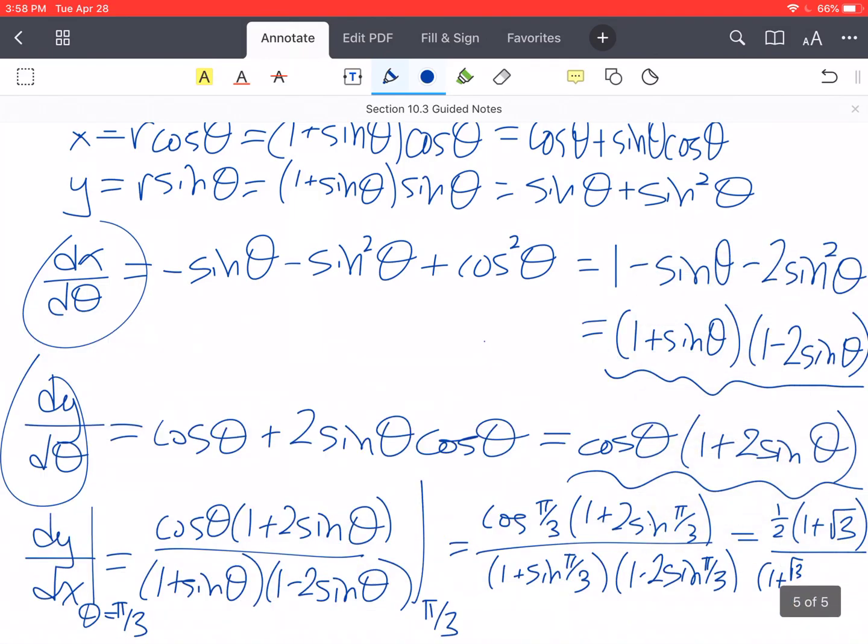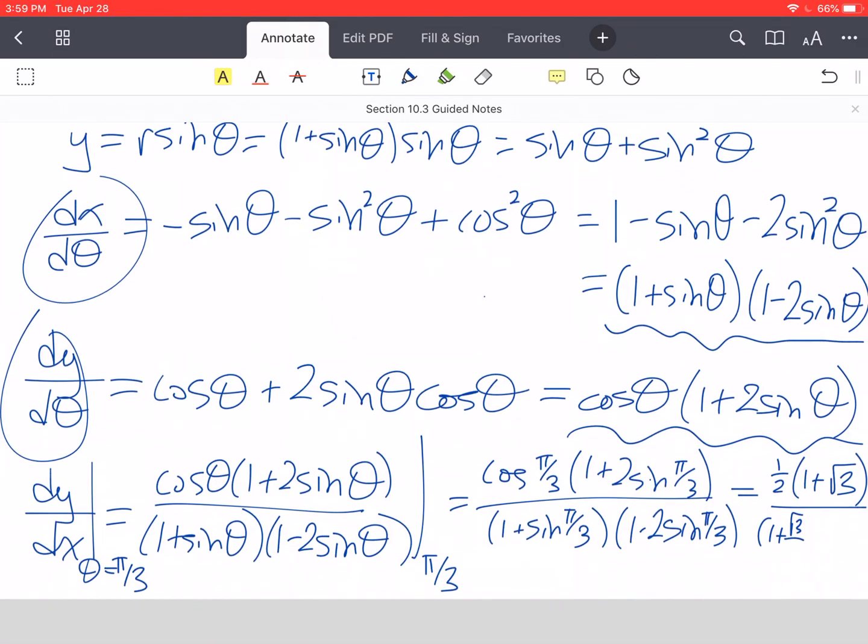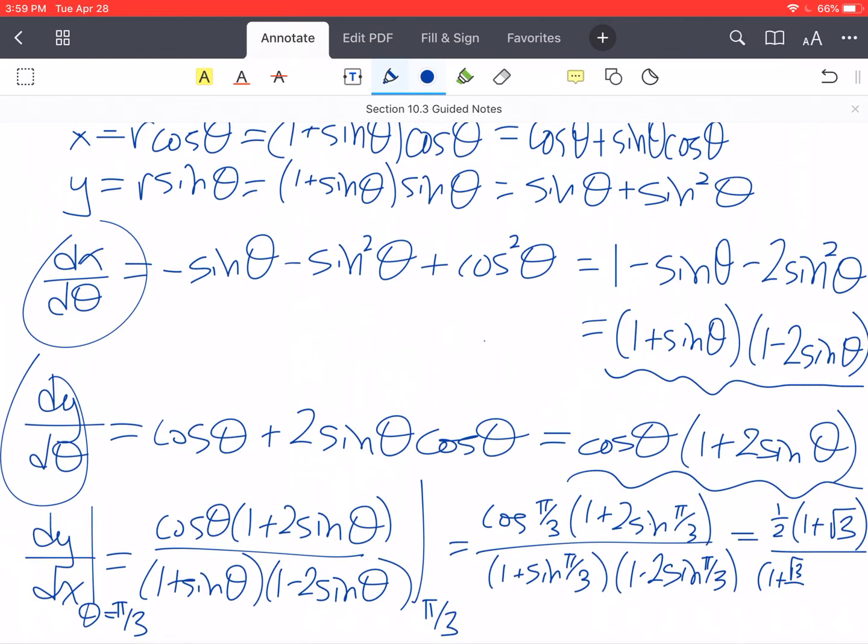over 1 plus root 3 over 2. Sorry, I made it to the very bottom of the page here. That's not going to work. Times 1 minus root 3. There we go. Good enough.